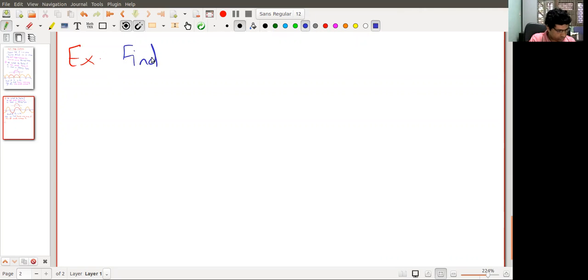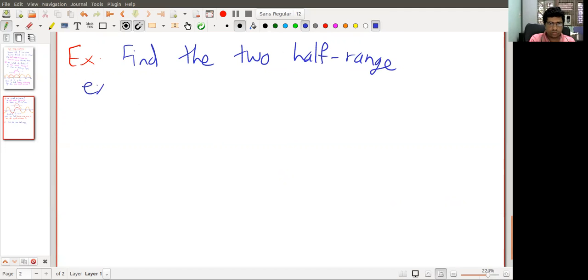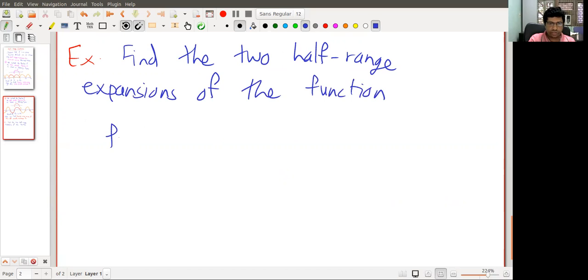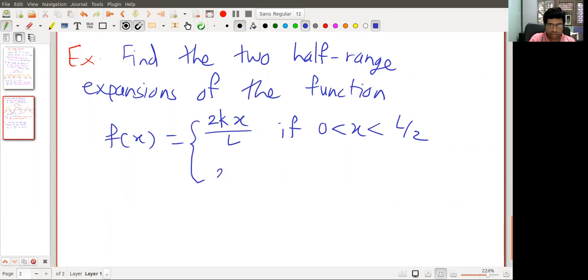Find the two half-range expansions of the function f of x equal to 2k x upon L if 0 less than x less than L by 2, and its value is 2k into (L minus x) divided by L if L by 2 less than x less than L.